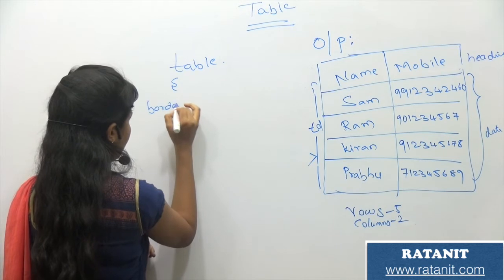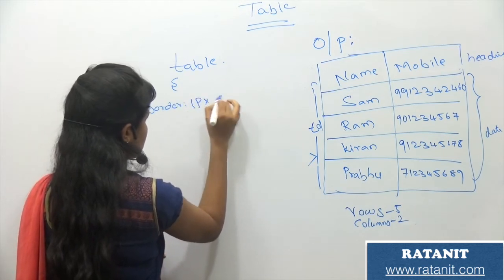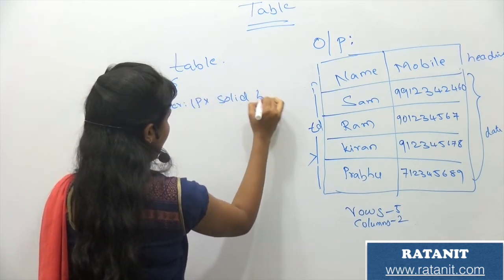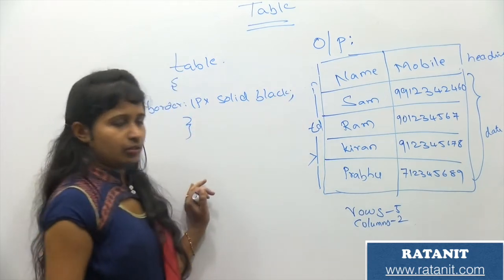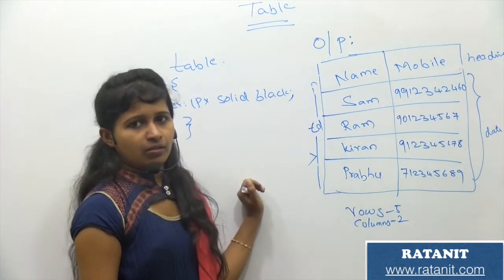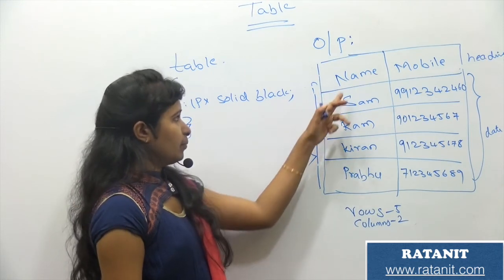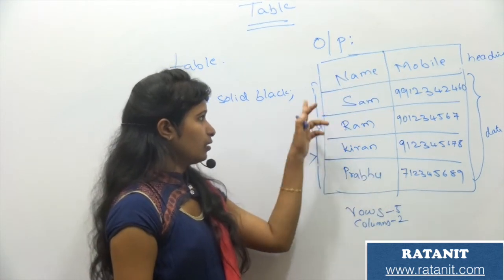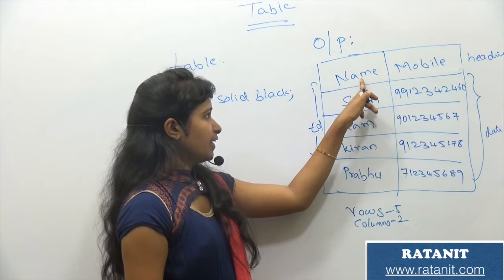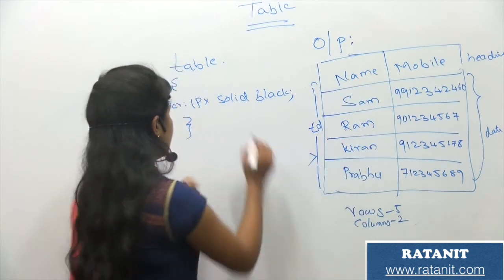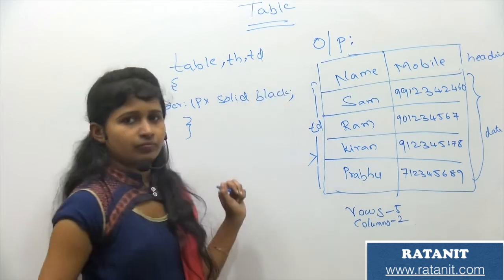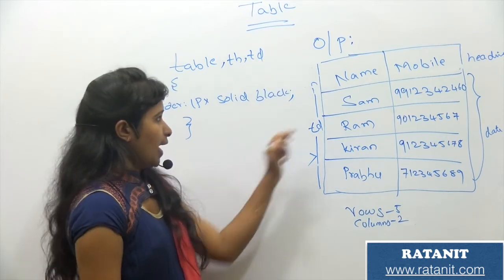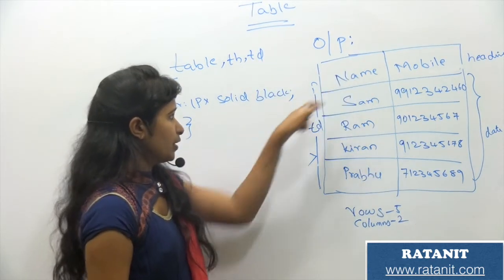Border: 1 pixel solid black. I can give my border to the table, right? Not only the table, I can also give my border to the TH elements and the TD elements, right? I need to give some cell padding over here.